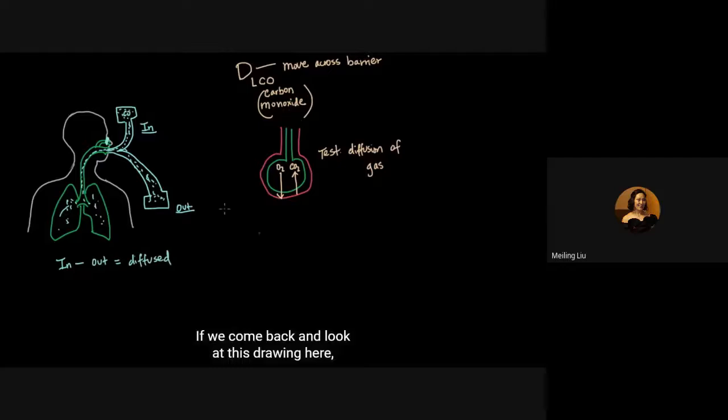If we come back and look at this drawing here, the carbon monoxide goes in here and it fills this airspace. A certain amount crosses into the bloodstream, and then all that's still left in the airspace when he breathed out comes out here. So there's nowhere else for the gas to go. It either went into the bloodstream or it came back out. Therefore, our equation here gives us an estimate of how much gas diffused across.